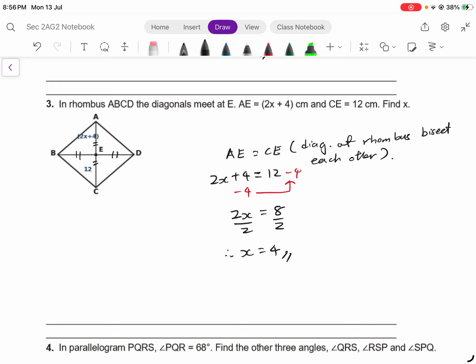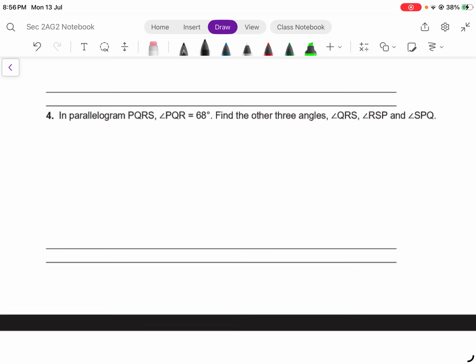Okay, then the last one, in a parallelogram PQRS. Let's say we draw our own parallelogram PQRS. PQR is 68 degrees. Find the other three angles. This one also quite simple. We know that it is a parallelogram, so PQR is 68.